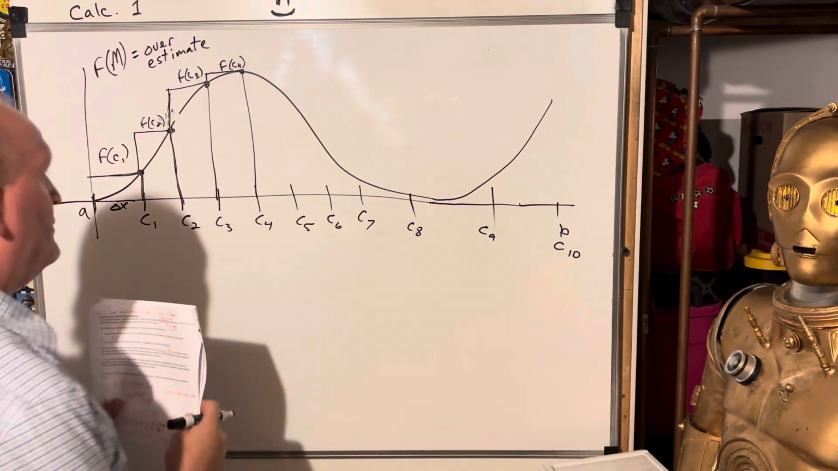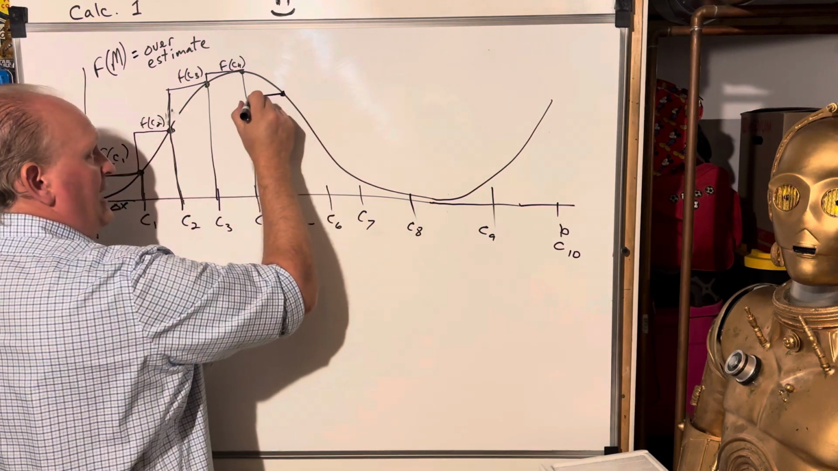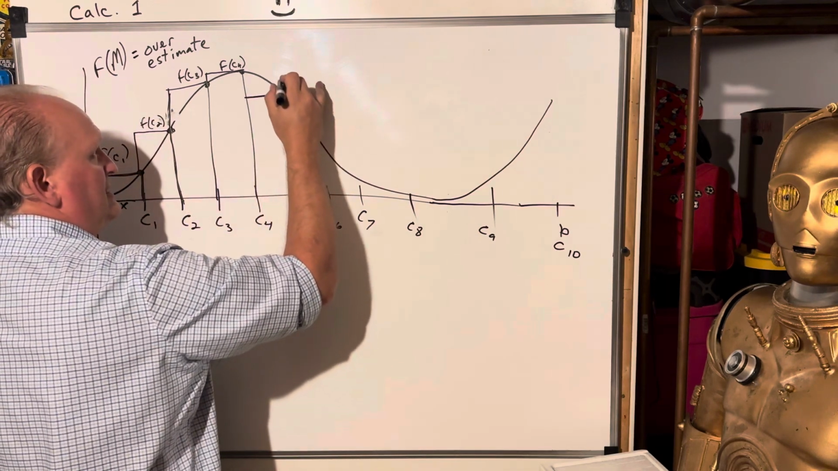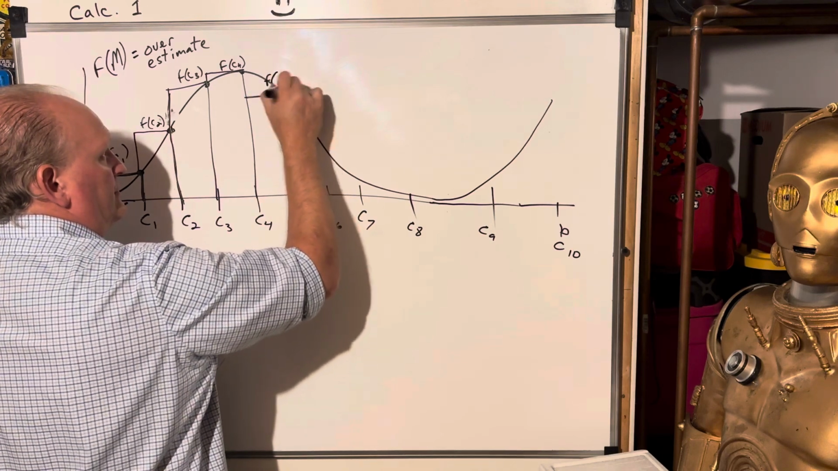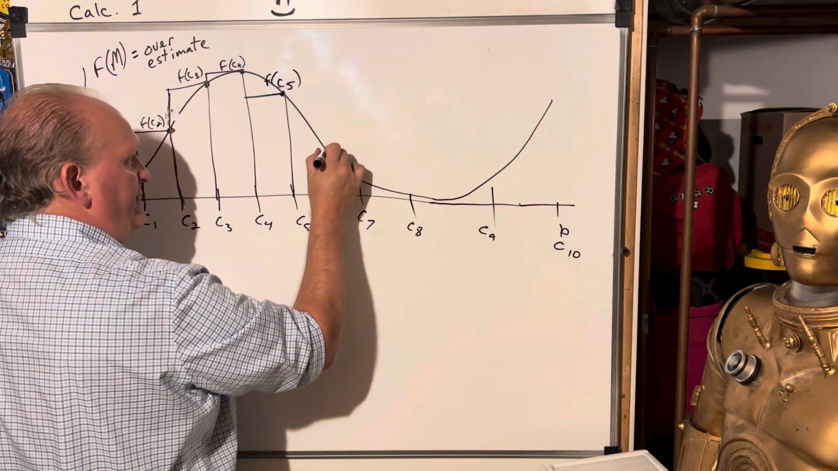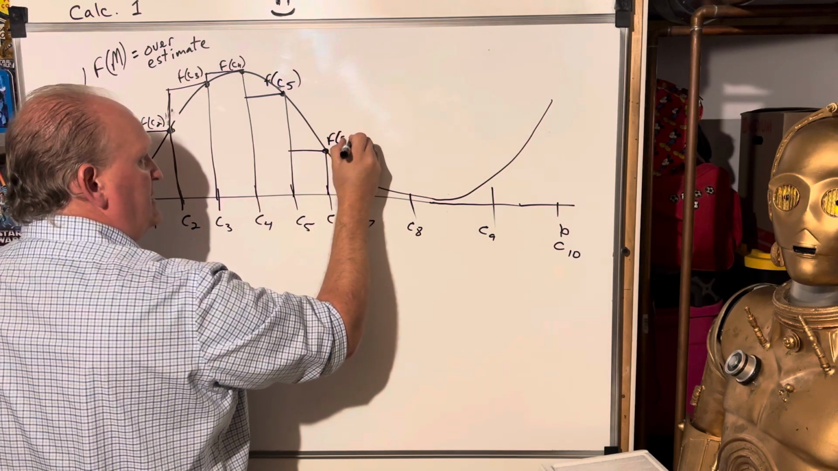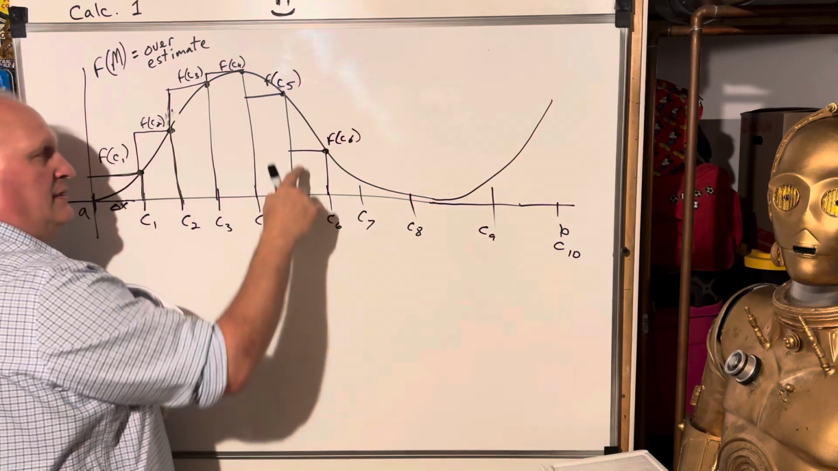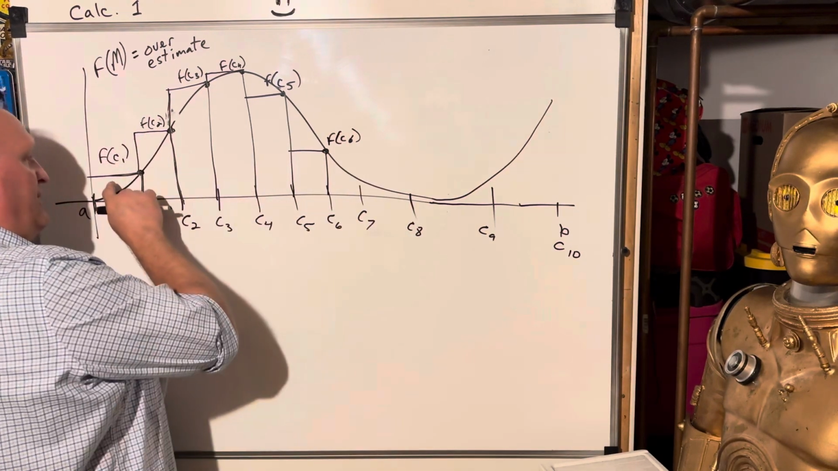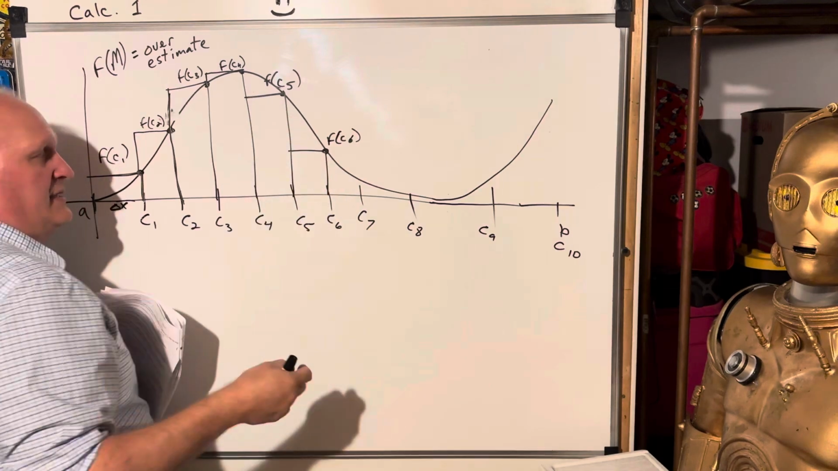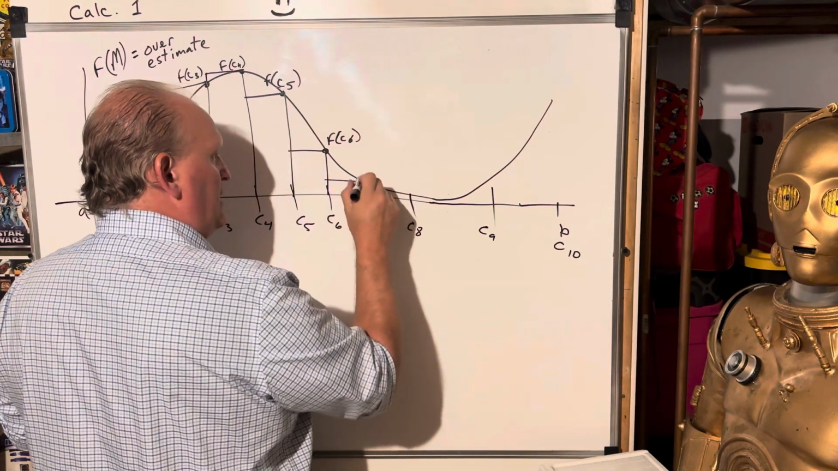And then going the other way after that, here, C5 goes to here, and now I'm getting underestimates. F of C5, F of C6. So see, I'm missing all this area out. So kind of hoping that this area makes up for those areas. But these are all going to be underestimates.